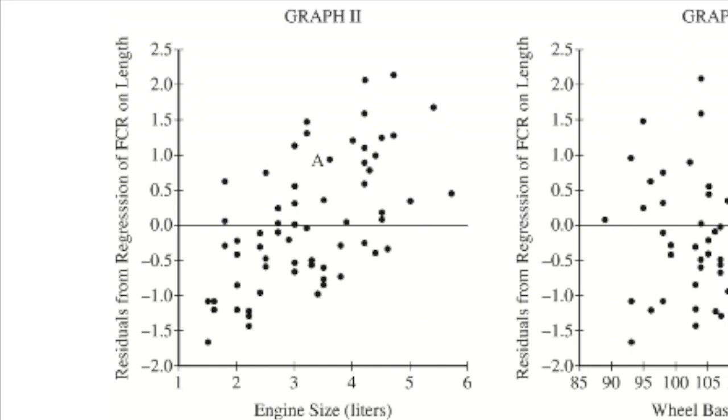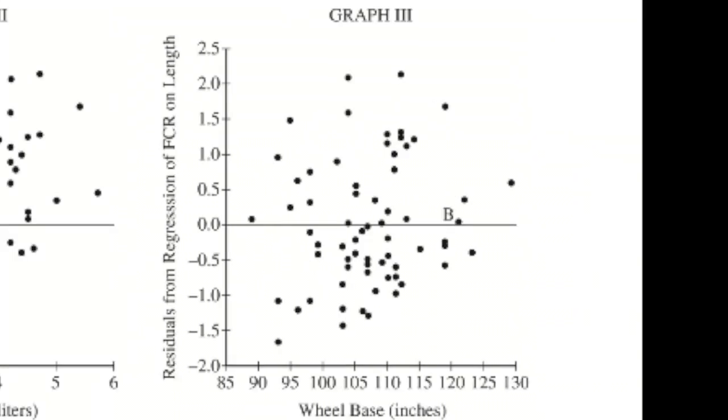In Graph 2, the point labeled A corresponds to the same car whose point was labeled A in Graph 1. The measurements for the car represented by point A are given below. Circle the point on Graph 3 that corresponds to the car represented by point A on Graphs 1 and 2. Okay, so to answer this part of the question, on Graph 3, we just need to find the point that has a y value of 0.96, and that would be the point that is currently circled on the graph.